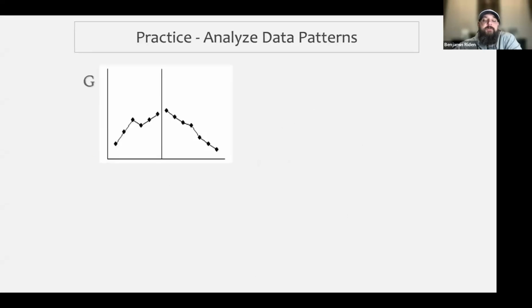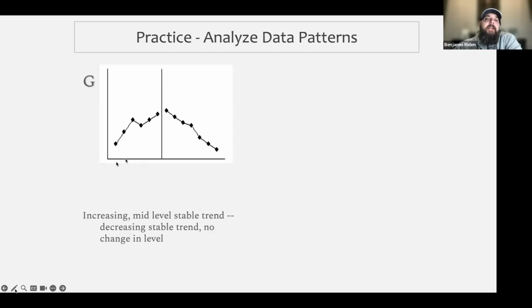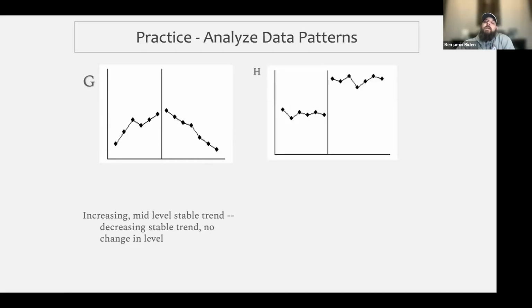So let's go ahead and look at this one, and we'll go through this one first before I have you come up with it. The data here would be described as having an increasing trend in baseline at a mid-level, and it's pretty stable. And then during intervention, we see a decreasing trend, which is stable, and there's really no change in level. If we looked at the mean of both of these, the level is going to be about the same. So there's no change in level there. We'll do one more here as an example before I ask you to think about some other ones.